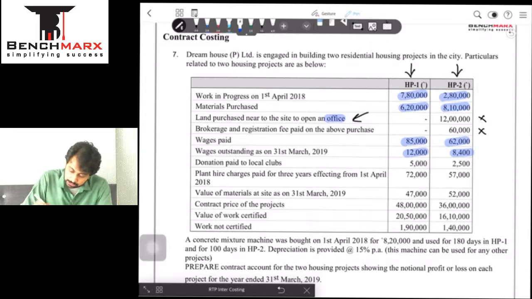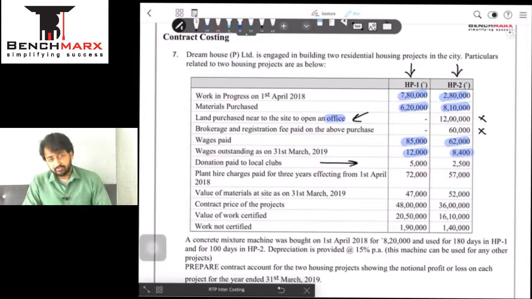Donation paid to local clubs, now this is something which is a little controversial. If it is paid to local clubs and I can associate this expense directly with the contract, then yes, it will come to contract account. If we assume it is general, then it will not come to contract, it will go to my admin. ICI has taken this to contract accounts and assumed that this donation is purely for the respective contract. We can assume otherwise also, but that's okay.